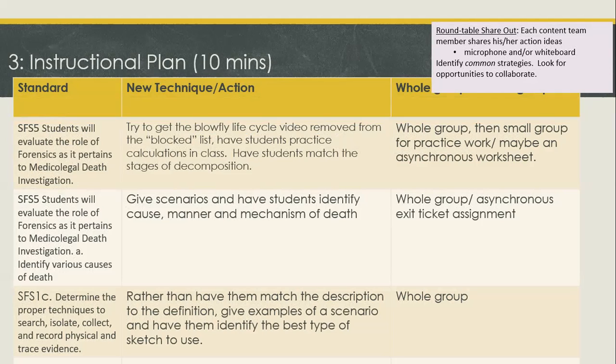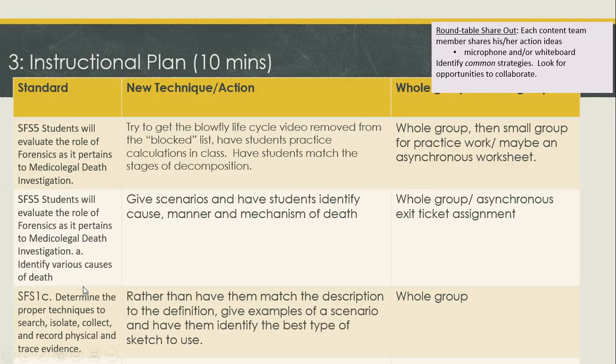And then for the cause of death, we decided as a team that it would be best to give scenarios and have the students identify the differences between the cause, manner, and mechanism of death. Give a situation where crime scene investigators get on the scene and find this person that died. What is the specific cause, manner, and mechanism of death for this person? Again, that would be whole group first, but then maybe have an asynchronous exit ticket assignment or a short 5-question quiz.